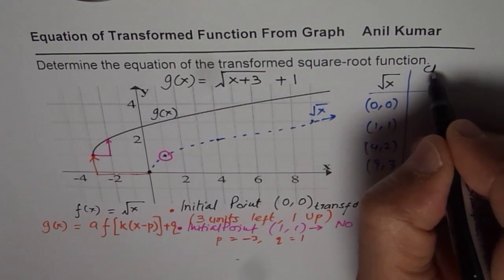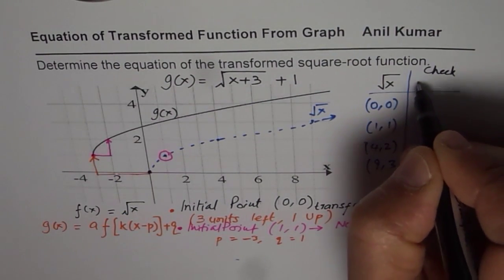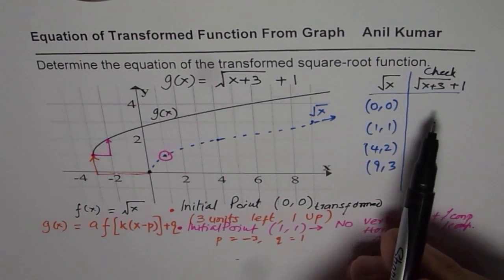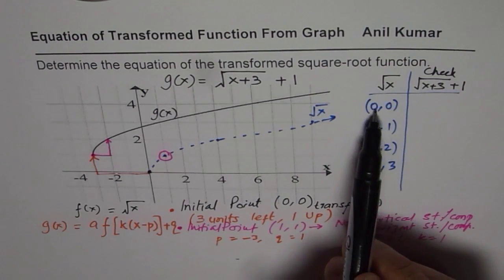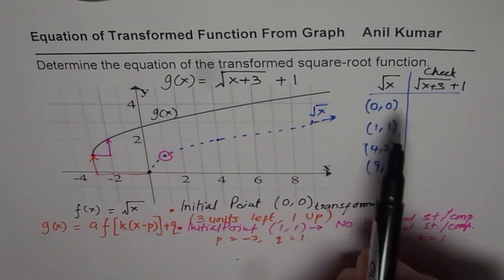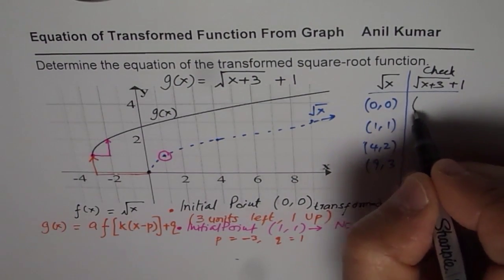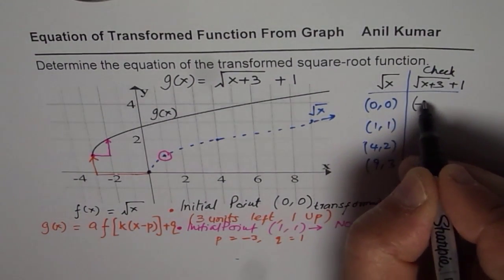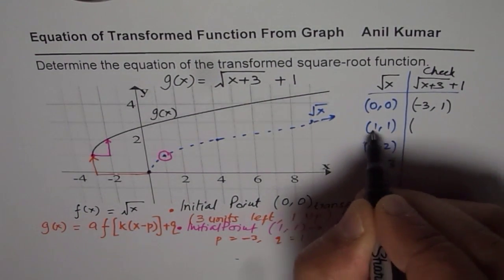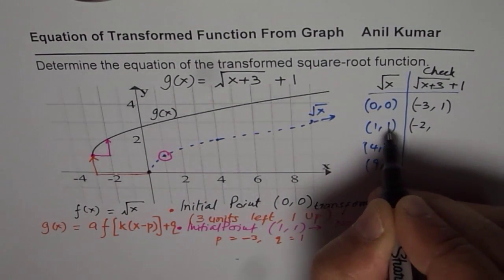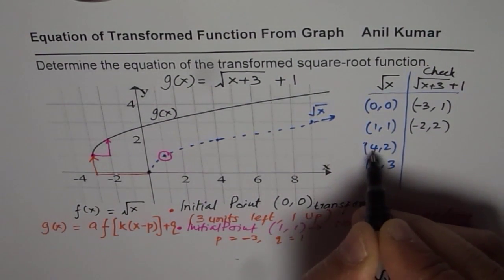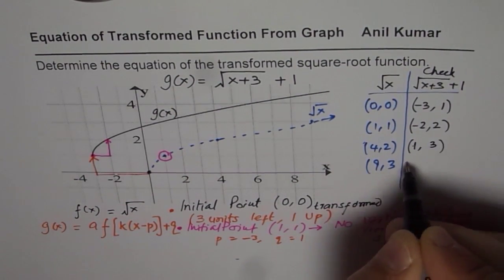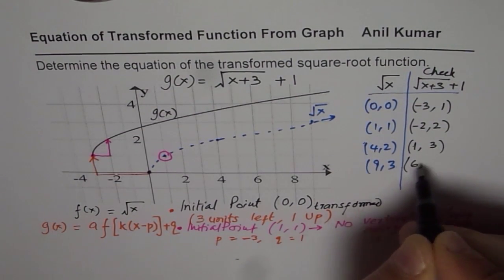Now, to check, we have here square root of x plus 3, plus 1. If that is the transformation, what should be my points from the original points? In every point, from the x value we are taking away 3, and to the y value we are adding 1, right? So if I take away 3 from 0, I get minus 3, add 1 will give me plus 1. Minus 3 from 1 gives me minus 2, and if I add 1 to 1, I get 2. Minus 3 from 4 is 1, and if I add 1, I get 3 here. Minus 3 from 9 is 6, and if I add 1, I get 4.